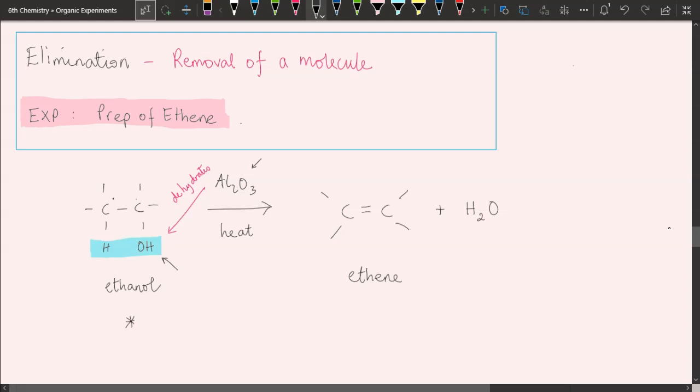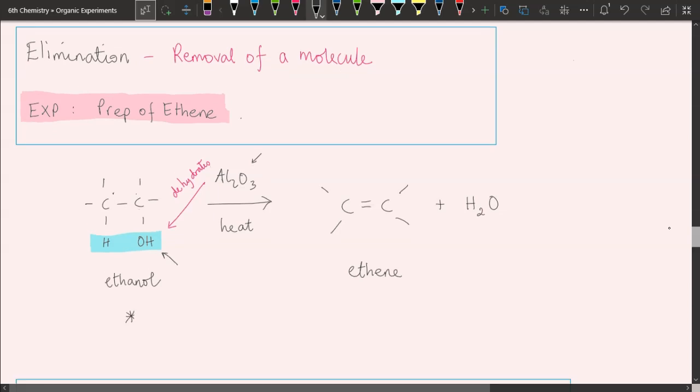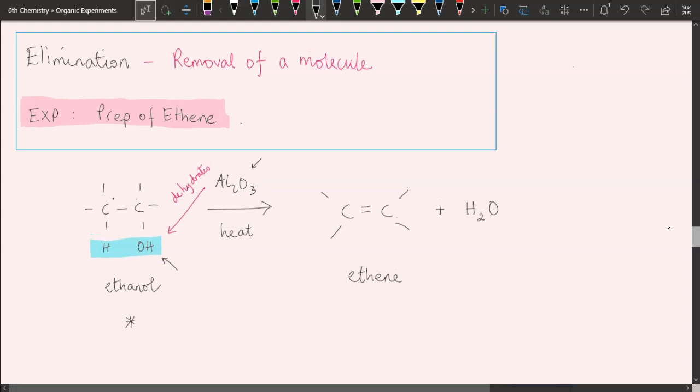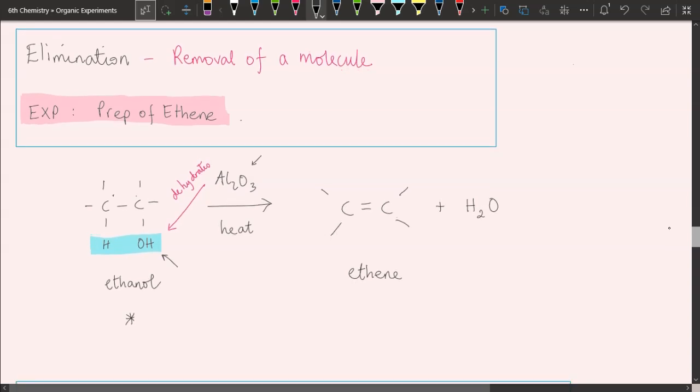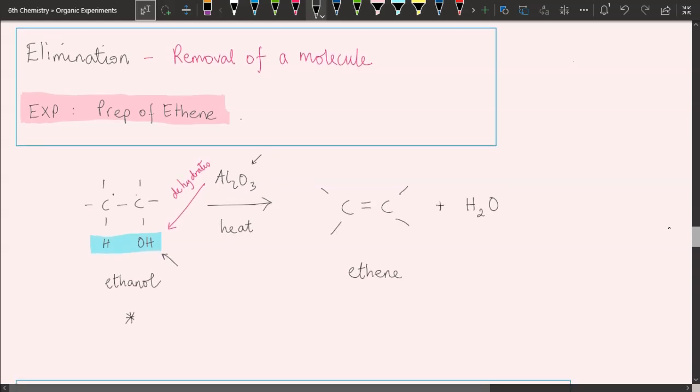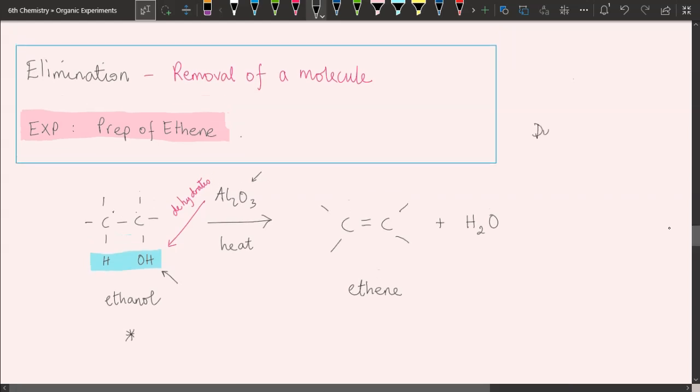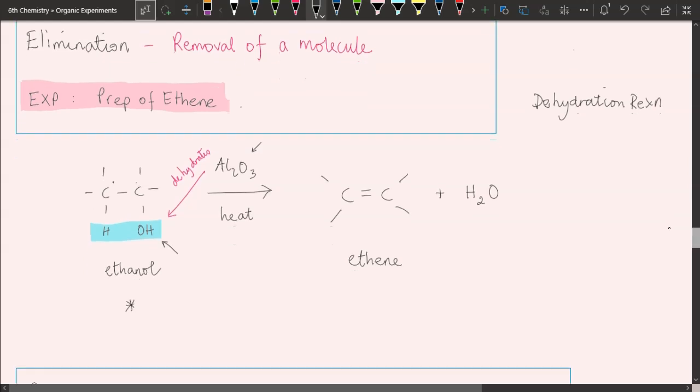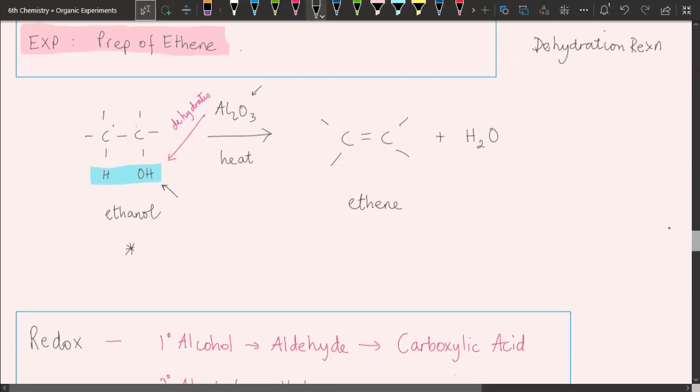So ethene is formed. Elimination is just the removal of a particular molecule. In this case, it's the removal of water. Since water is removed, this particular type of elimination reaction is also referred to as a dehydration reaction, in case you see that. So that's elimination. Very straightforward, not much to it.